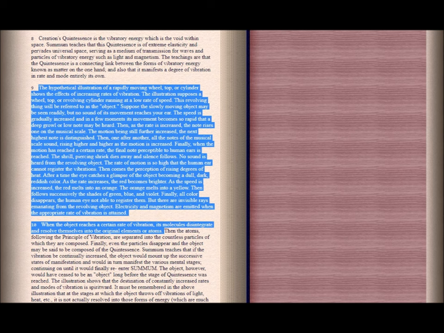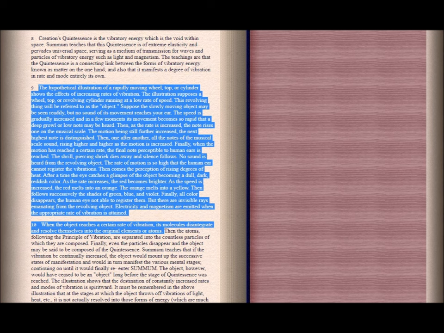Then, as the rate is increased, the note rises on the musical scale. The motion being still further increased, the next highest note is distinguished. Then, one after another, all of the notes on the musical scale are sounded, rising higher and higher as the motion is increased. Finally, when the motion has reached a certain rate, the final note that is perceptible to human ears is reached. The shrill, piercing shriek dies away and silence follows. No sound is heard from the revolving object. The rate of motion is so high now that the human ear cannot register the vibrations.